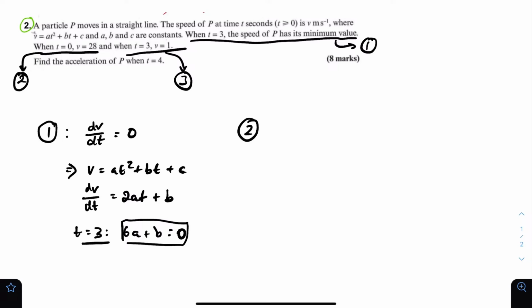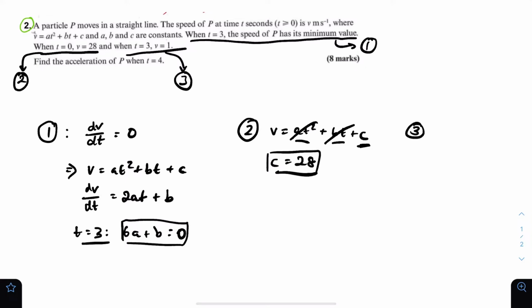Then number 2. It's telling us that when t is 0, v is 28. This essentially tells us the y-intercept of the function is 28, because we know that v is equal to at squared plus bt plus c. When t is 0, at squared plus bt becomes 0, and therefore you're just left with c. So c is going to be equal to v. In this case, v is equal to 28, so we can say c is equal to 28. That's our second piece of information.